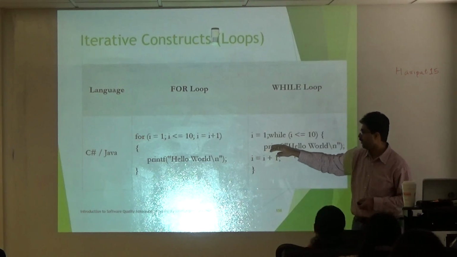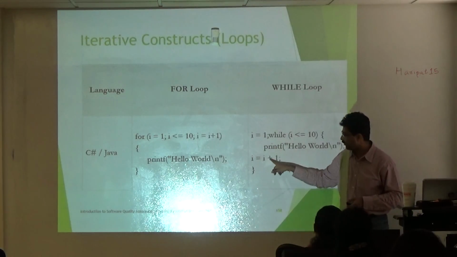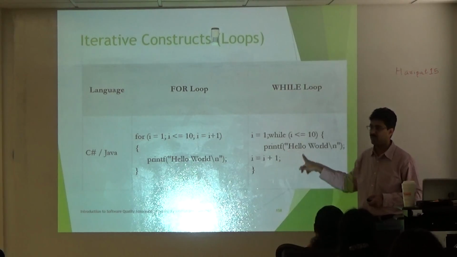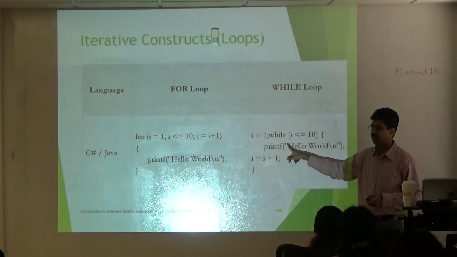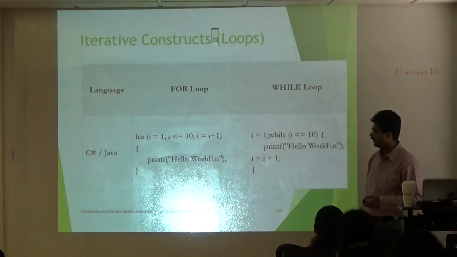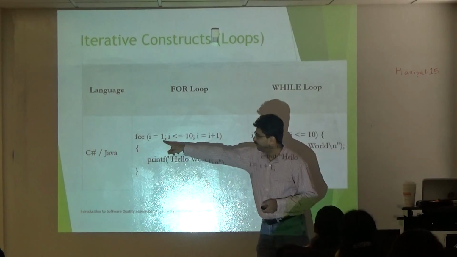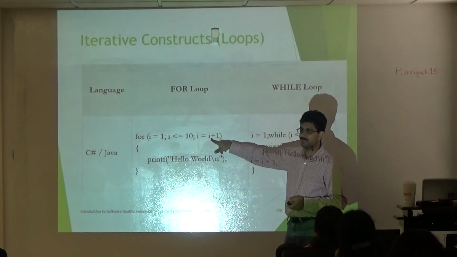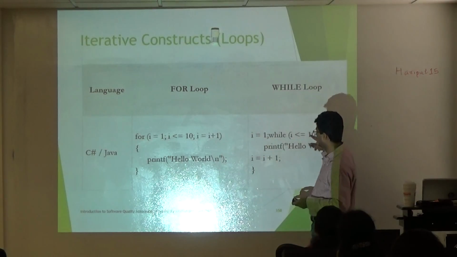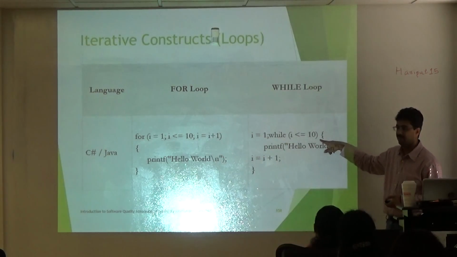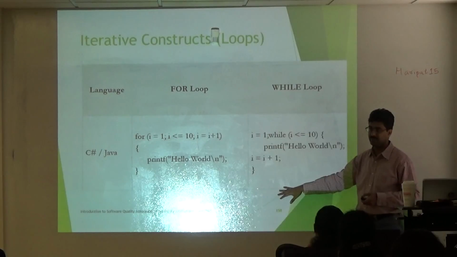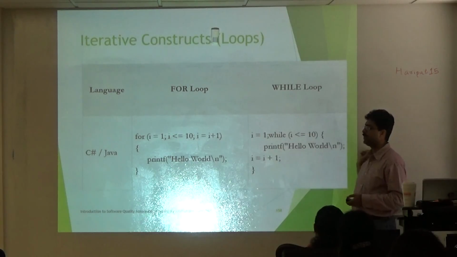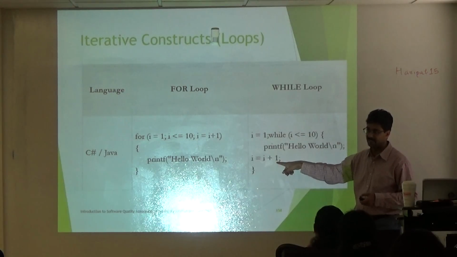So if I change this to i equals i plus 2, it will execute only 5 times. Look at that here: I'm defining the increment as part of the loop condition, versus in this one, I'm not defining it. It is within the statement. And sometimes it could be an external factor influencing and making that change.